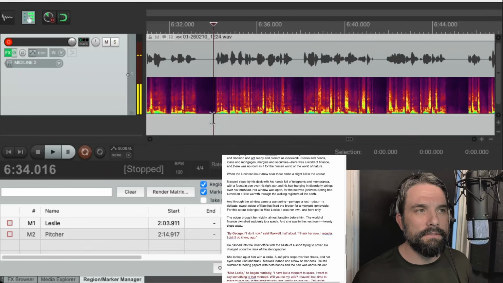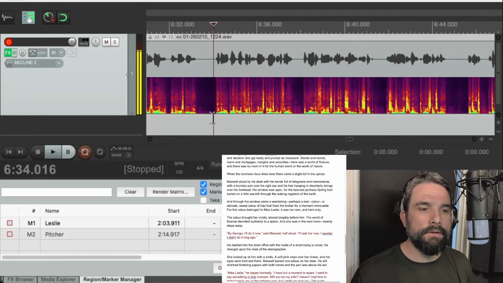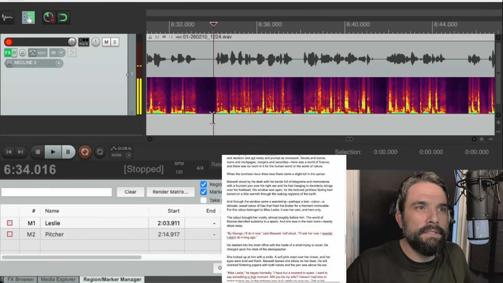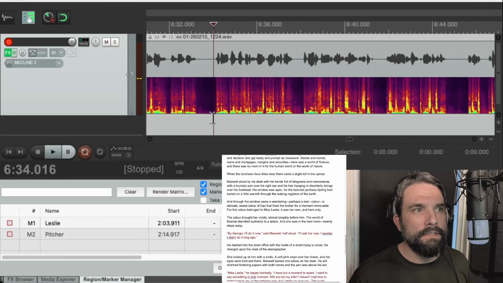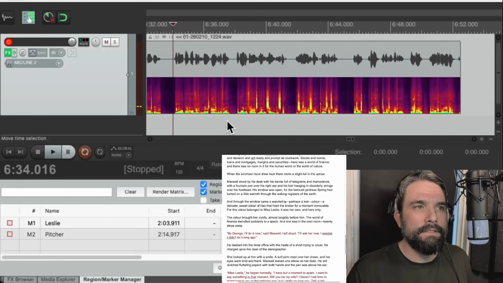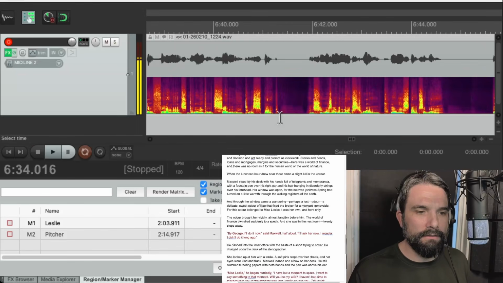So let's see how it sounds. The odor brought her vividly, almost tangibly before him. The world of finance dwindled suddenly to a speck. So if you listen, we're hitting the words that are color words: vividly, tangibly before him, suddenly to a speck. We're just trying to make it a little more flowery. No pun intended with the lilac.